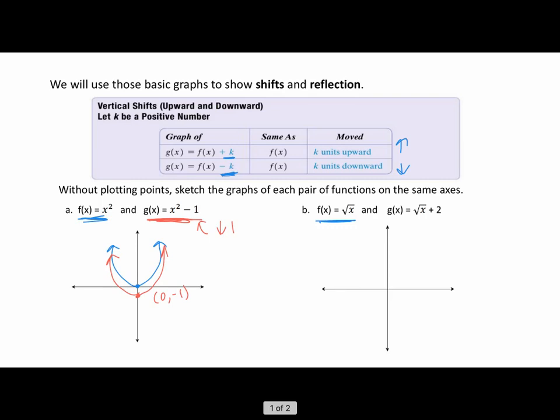In example B, we've got a basic shape of square root x, so that looks like this. And then we're going to shift plus 2, so up 2 units. So instead of going through 0, 0, we're going to go through 0, 2. That's going to be our new starting point, and we're going to have the same exact shape. And if you need another point, just evaluate the function at another point.